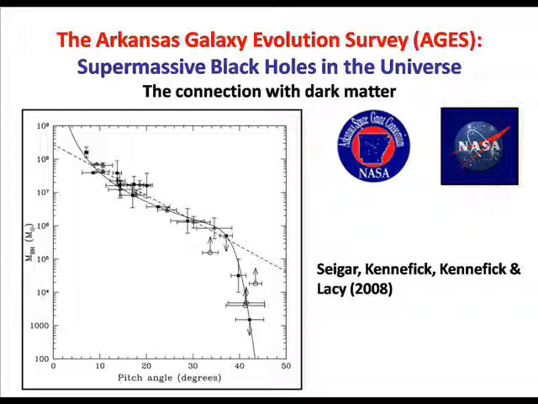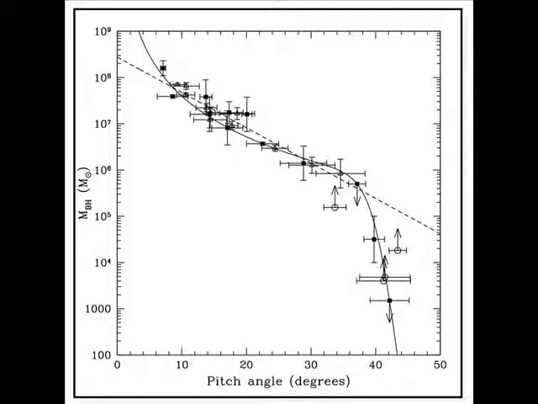So for tightly wound spirals, this point here is the Andromeda galaxy once again. It has a pitch angle of about 7 degrees or so, and it has one of the most massive black holes that we've observed, at least in local galaxies. It's more than 100 million solar masses.